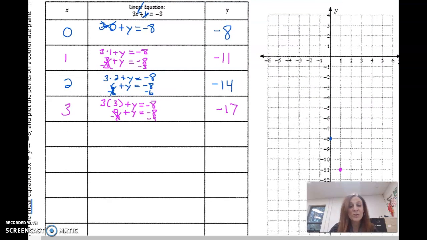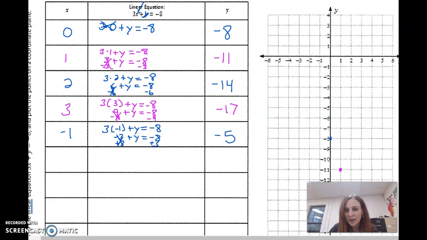And since it's linear, we shouldn't be surprised. We hopefully know what that means. Let's try some negatives. Let's go -1. Always a good idea to try negatives. 3 times -1. Obviously, I was trying to get there quicker than I meant to. 3 times a -1 is -3, plus y equals -8. I'm going to add 3 to both sides to make it go away. And -8 plus 3 is going to be -5. Hopefully I did that right.